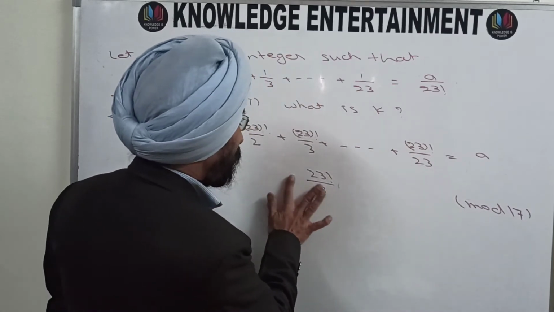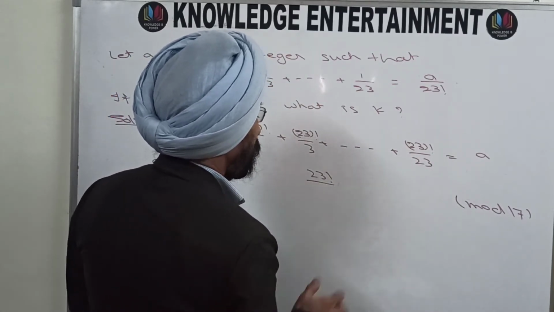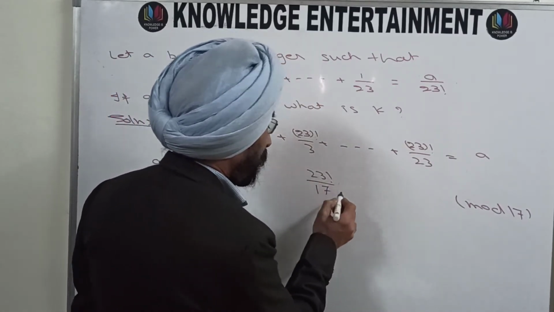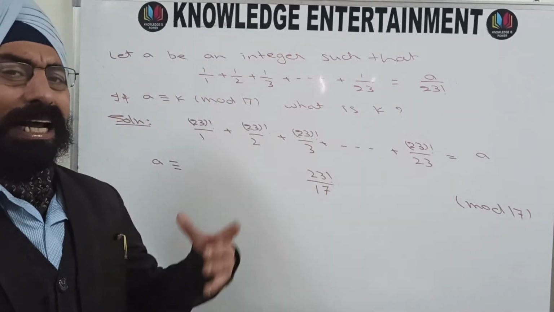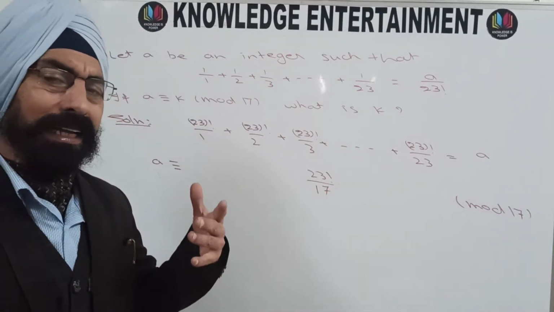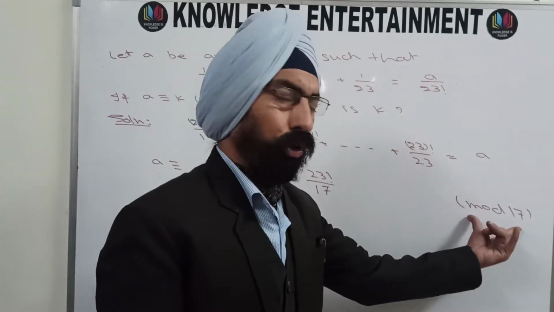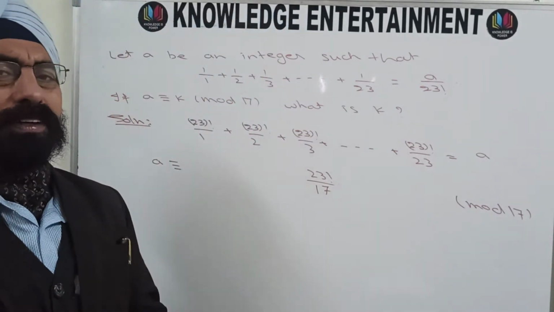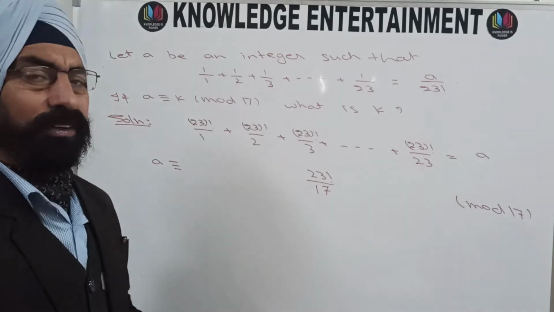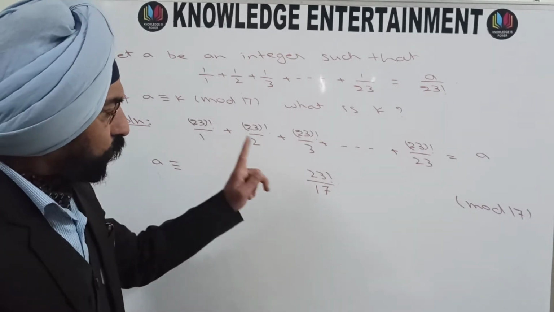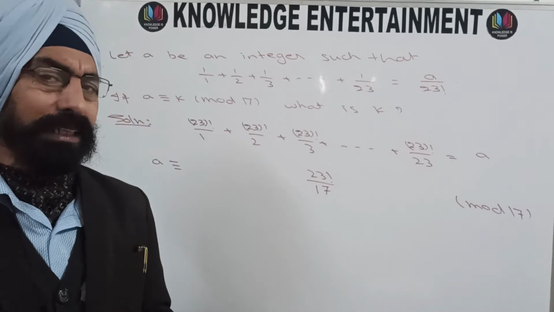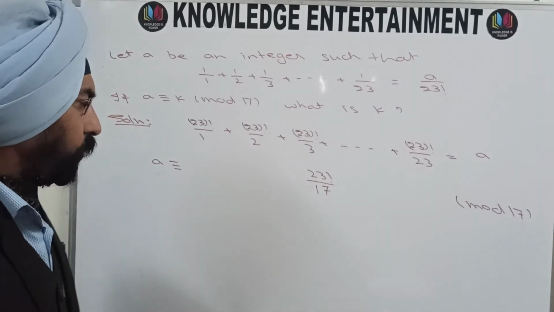And what will that term be? That term will be 23 factorial upon 17 because all the other terms will have 17 as a factor. That means all of the other terms are multiples of 17. And you are working with modulo 17, so any multiple of 17 can be removed. So we are left with this only. Now 23 factorial over 17. Look at this now, what it is.